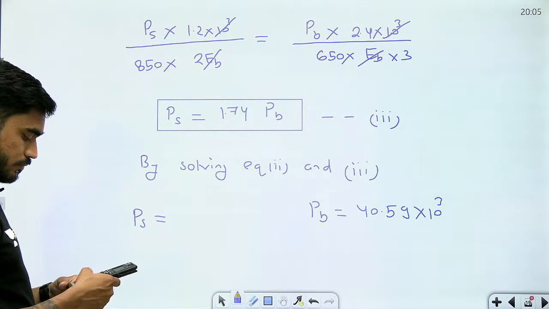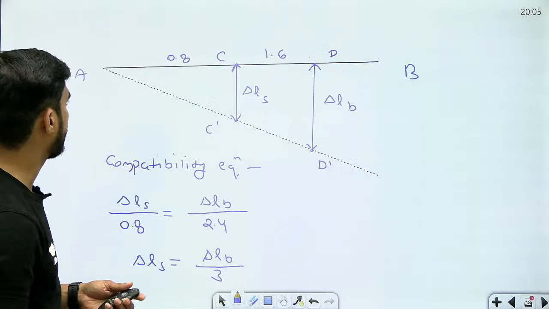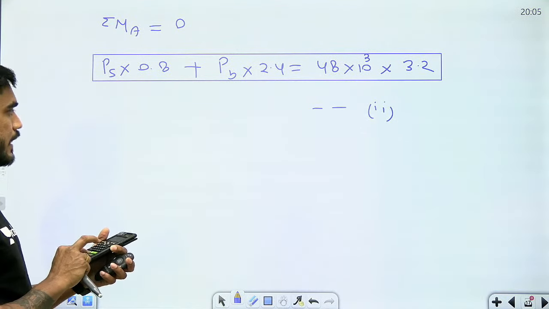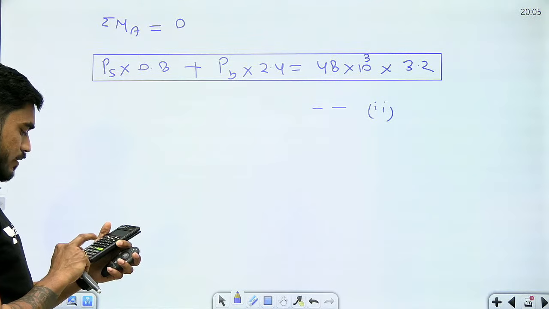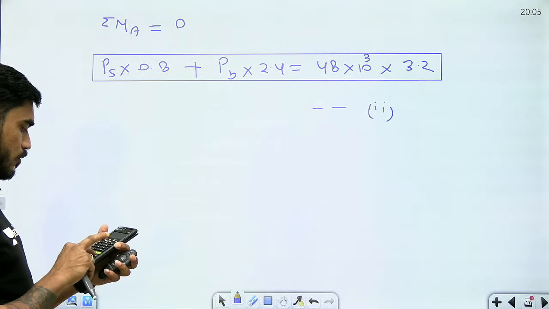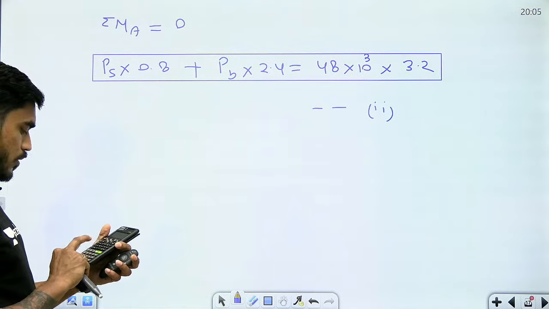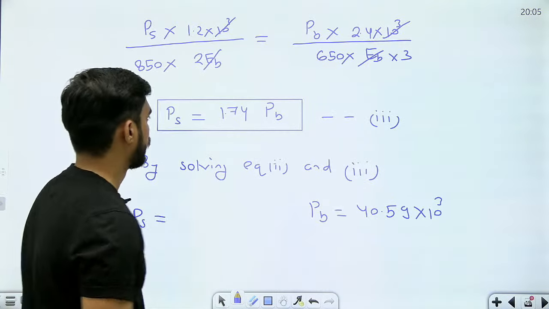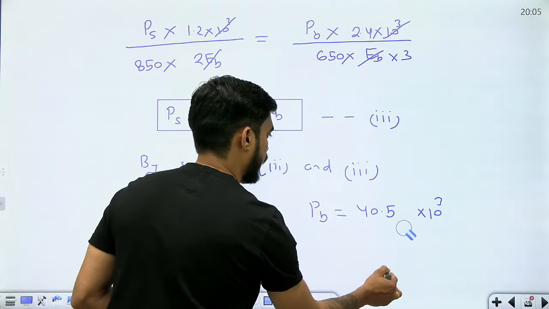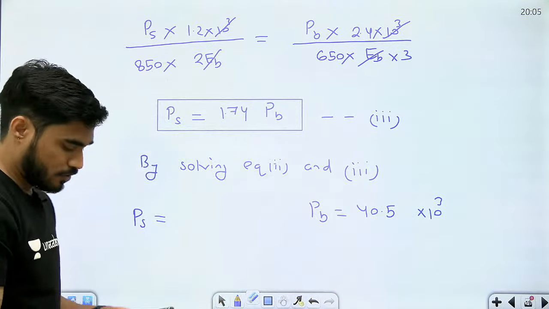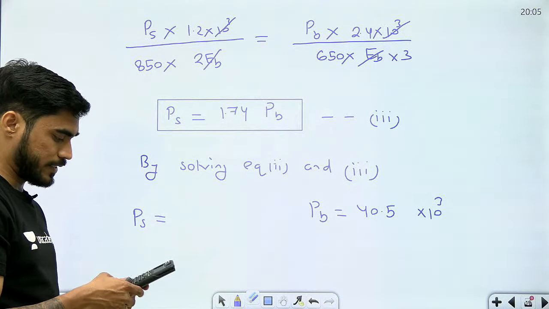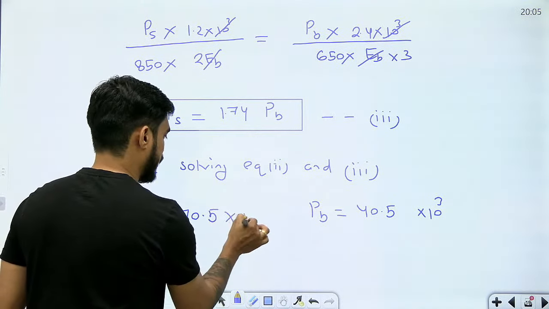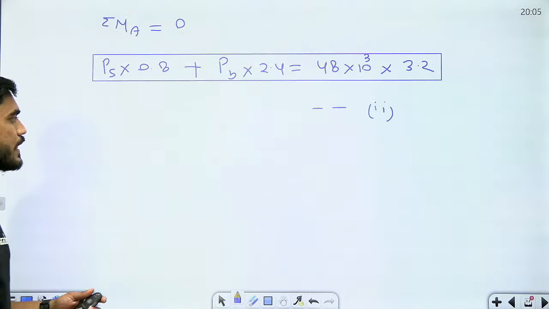1.74 था क्या? एक सेकेंड. 48 into 10 to the power 3 into 3.2 divided by 1.74 into 0.8 plus 2.4. 40.5. ये हो गया 40.5. और अगर ये 40.5 है तो 40.5 multiplied by 1.74, this is 70.5 into 10 to the power 3. So we have got PS and PB.